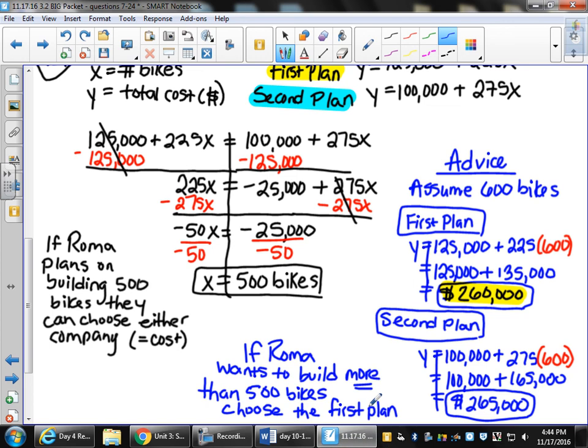Now, in terms of giving advice, maybe you wanted to say, well, they're a really small company. I think they're only going to want to build 100 bikes. If more than 500 bikes, they should choose the first plan. That automatically means that less than 500 bikes, they're going to choose the second plan. So maybe you said assume 100 bikes. If you assumed 100 bikes or a value less than 500, the second plan would come out to be cheaper, and that's just as valid advice. As long as you have math to back it up and a sentence telling me the conclusion of your results, we're in great shape. This finishes the video for 7 and 8.